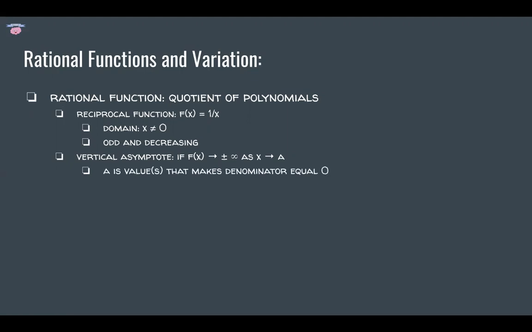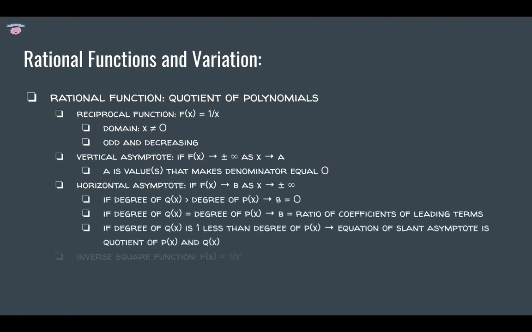So basically, it's a vertical line that the graph never touches. Horizontal asymptote: the function approaches a value as x approaches one of the infinities. Here are the rules for horizontal asymptotes. If the degree of the bottom is greater than the degree of the top, the x-axis is the horizontal asymptote. If it's equal to the degree of the top, then it's the ratio of the coefficients of the leading terms. I'll give you an example in a minute. And the last condition is if the degree of the bottom is 1 less than the degree of the top, then it's a slant asymptote, and the equation of it is the quotient of p(x) and q(x).